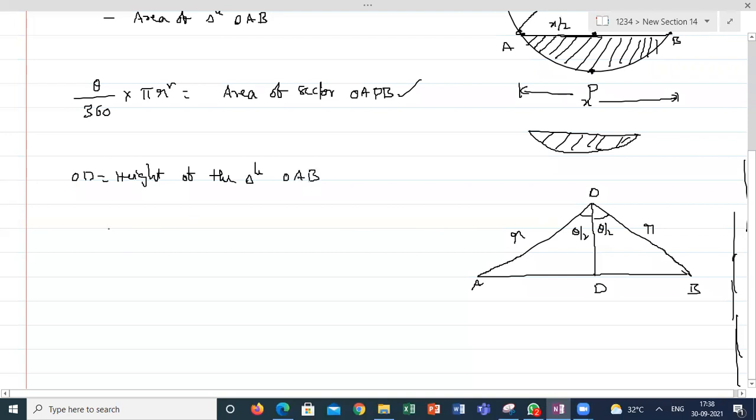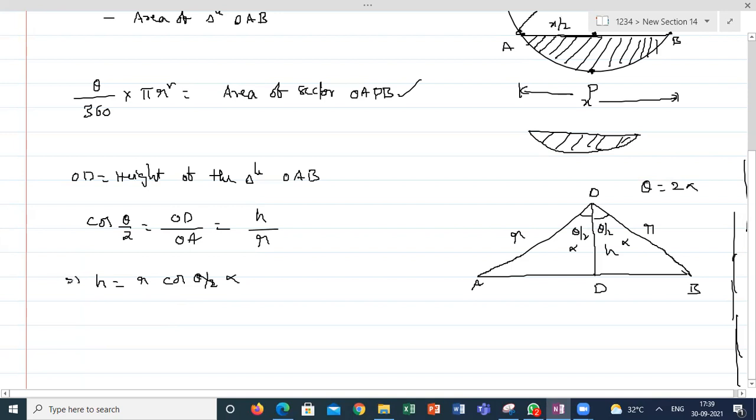In triangle OAD, which ratio will we use for the OD and R relation? Cos theta by 2 will use the adjacent side OD divided by the hypotenuse OA. So OD is your height H, and the hypotenuse is R. So my H is equal to R cos theta by 2. To avoid confusion, I'm taking this as alpha, and this is also alpha. The total theta is 2 alpha. Exactly, it is divided into two equal parts. So cos alpha, where alpha is half the angle of the sector.